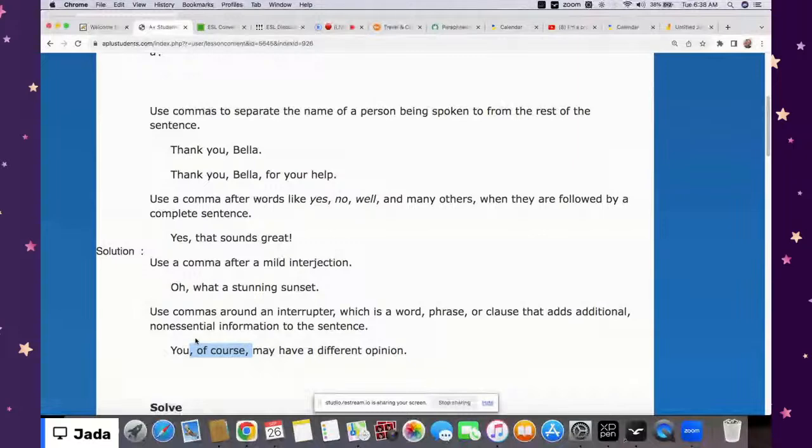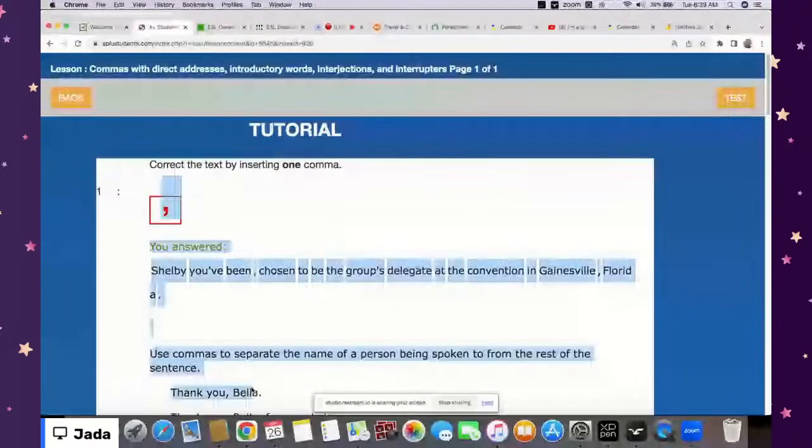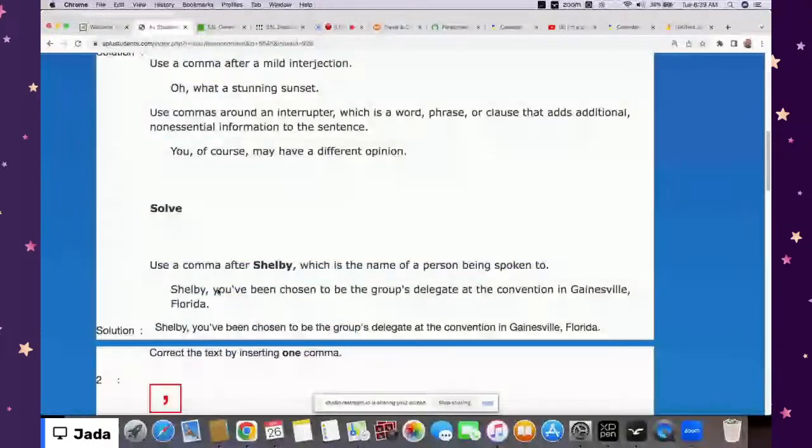So let's have a look at some of the examples. Shelby, choosing to be the group's delegate at a convention in Gainesville, Florida. Insert one comma. So where's it going to be? After the name. Remember that whenever you have a name, you put a comma. So after each name, you're supposed to have a comma. Do not forget that.